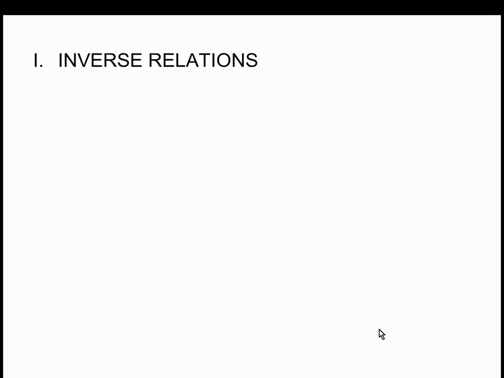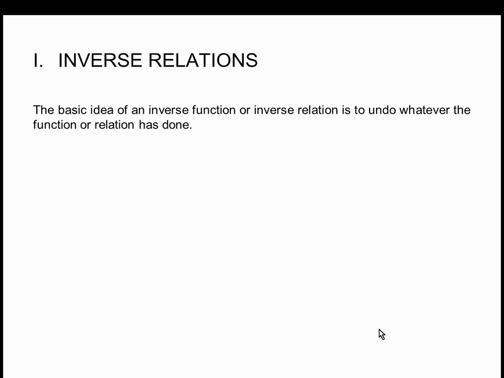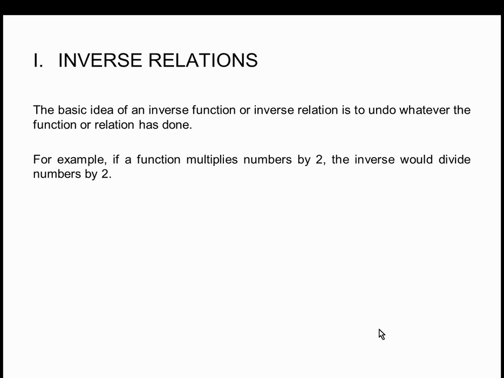Okay, we're going to do this kind of the way we did functions. We don't need to do the Cartesian products. Remember that listed all possible ordered pairs. So we're going to start off with the relations. The basic idea of an inverse function or inverse relation is to undo whatever the function or relation has done. For example, if a function multiplies numbers by 2, the inverse would divide numbers by 2. Students sometimes think of it as the opposite, but remember the technical name is inverse.